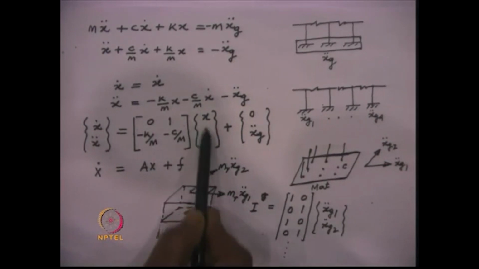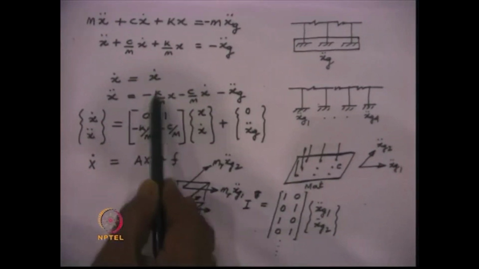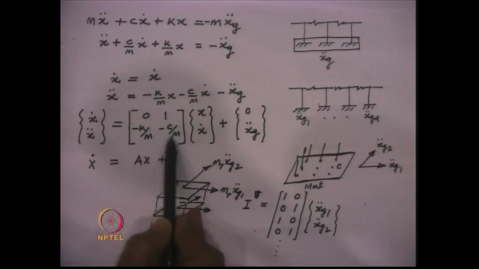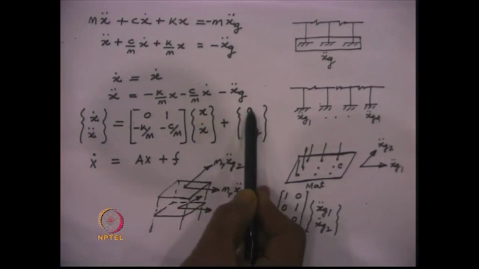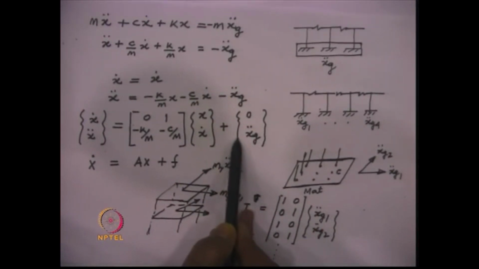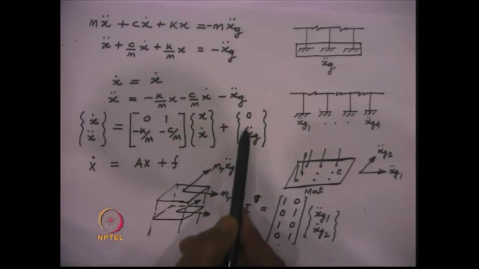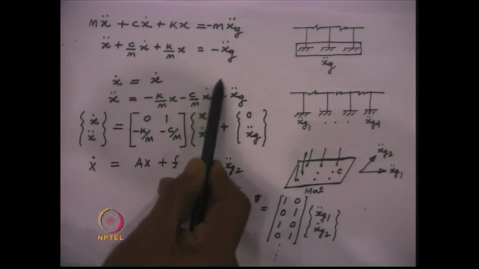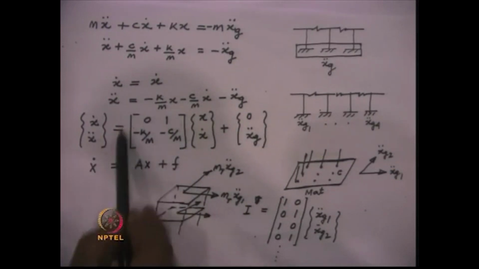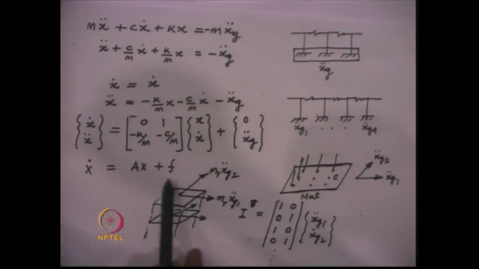If we multiply this with this, then we get minus k by m into x, that is this term, and then we get minus c by m into x dot, this term. We add on to this 0, and this will not be x double dot g, this will be minus x double dot g. So, 0 and minus x double dot g, because there is no forcing term over here, that is why it is 0. So, we get the matrix A and this vector F, which is shown here in this equation.